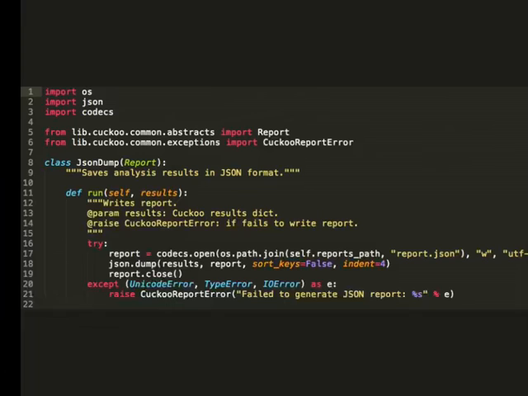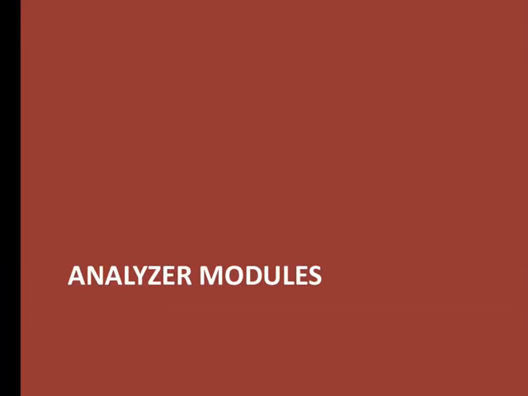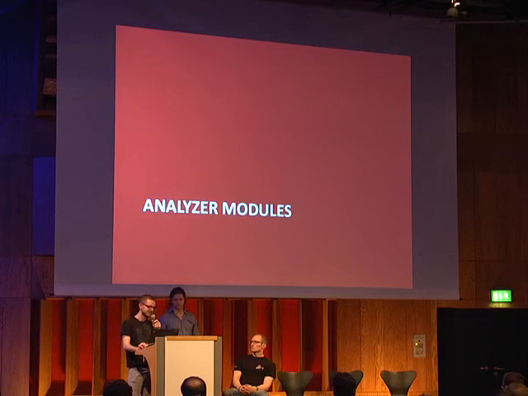And this is what it would look like. So this is the actual JSON module. Again, just a Python class. In there, it's the abstract class, and then in the run function, you do something with the results that are passed to it. So in this case, it just gets the whole thing and stores it as JSON in a destination file.